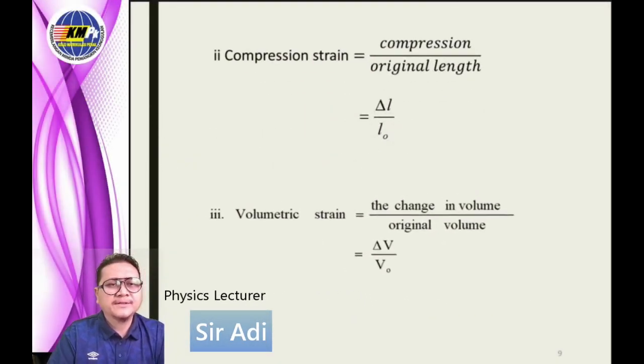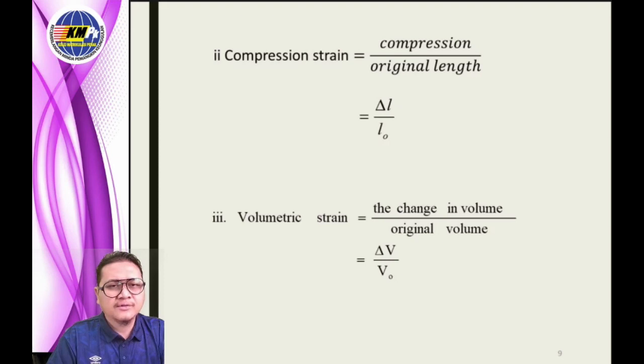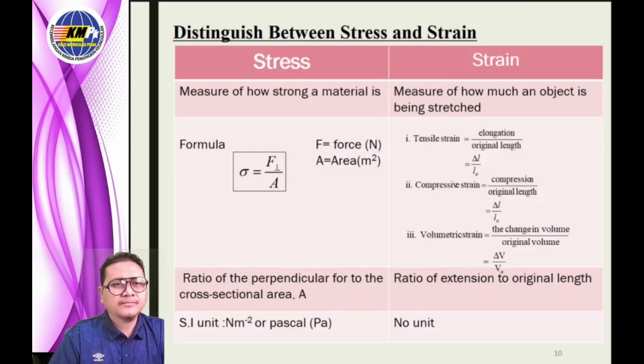Next is the compressive strain. The compressive strain is equal to compression over the original length, which is also equal to delta L over L naught. And last one is the volumetric strain, which is a change in volume over original volume. So, after all, we can conclude that the difference between stress and strain can be noted as in the table.